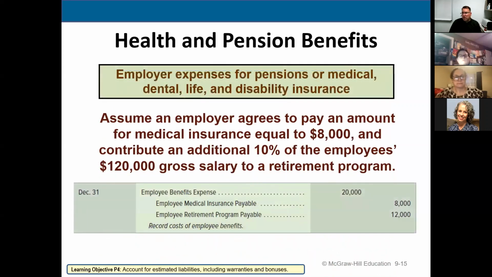So here's an example, employer expenses for pension, medical, etc. Here an employer agrees to pay an amount for medical insurance equal to $8,000 and contribute an additional 10% of the employee's $120,000 gross salary to a retirement program. This one seems like a pretty easy amount, actually. I'm not sure why they put this in as an example, because they know the exact amounts that they're going to be holding out.